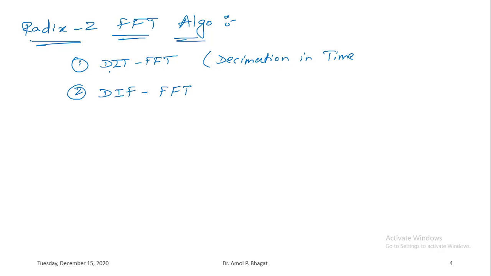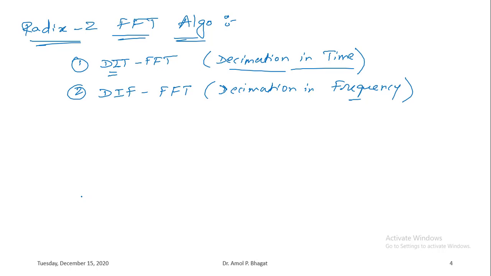The long form of DIT is decimation in time, and DIF is decimation in frequency. Any one of these two strategies can be used for computation of the discrete Fourier transform, that is, computation of the N-point DFT using the FFT algorithm. So what is the difference between DIT FFT and DIF FFT?